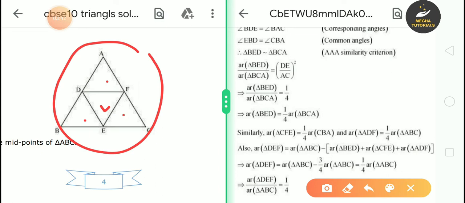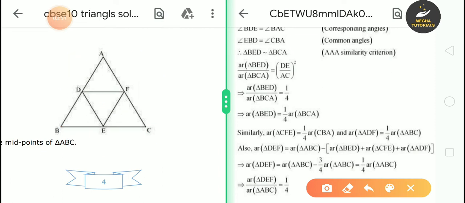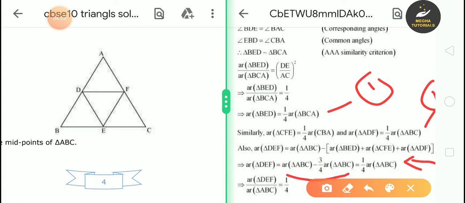Okay, again area of triangle DEF is equal to full triangle ABC minus addition of the remaining triangles. Therefore in this step we will get area of triangle DEF is equal to area of triangle ABC minus 3 upon 4 into area of triangle ABC. Please focus here. If we consider this is equation 1 and this is equation 2, then from 1 and 2 we can write area of triangle BED plus area of triangle CFE plus area of triangle ADF is equal to 3 upon 4 area of triangle ABC.